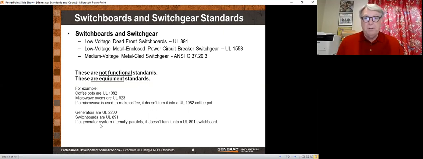So for example, if you have a coffee pot, that's UL 1082. A microwave oven is a UL 923. But microwave ovens will not have a UL 1082 sticker showing that they are a UL approved coffee pot. And so by the same token, any switchgear inside of a generator is part of the UL 2200 standard and not part of the 891 standard.